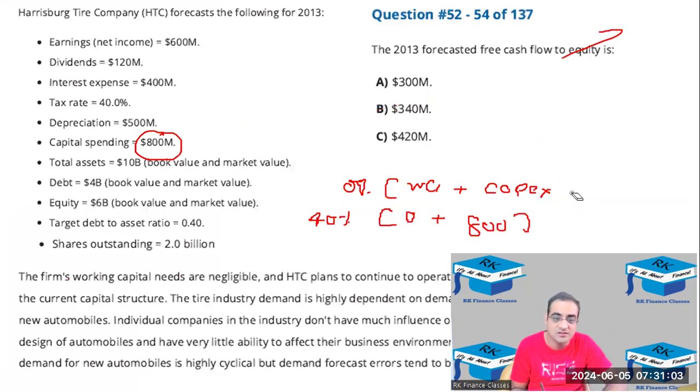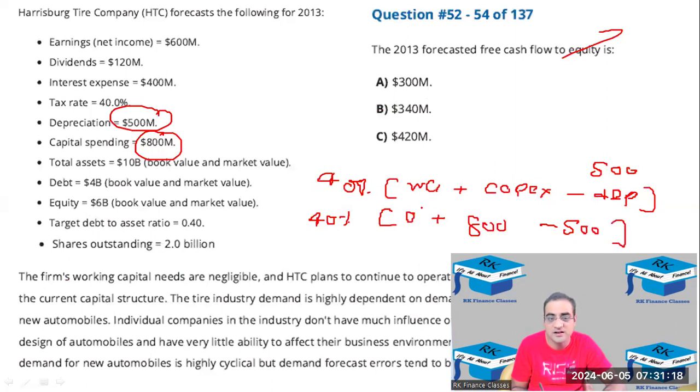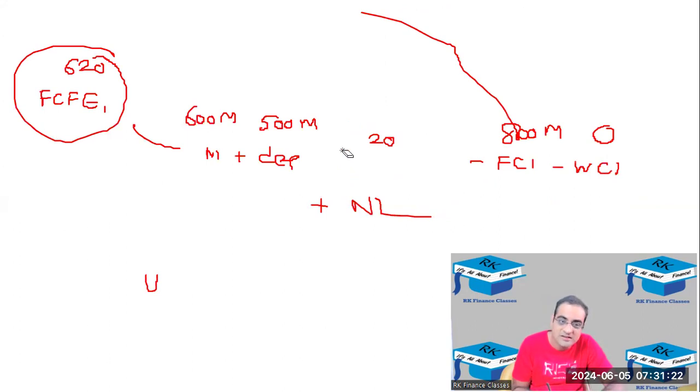Second answer could be instead of this net loan being 320, let's see if it was capex minus depreciation. Okay, capex minus depreciation, and that depreciation is 500. So 800 capex and then minus 500 depreciation. That would be 800 minus 500 is 300. 300 plus 0 is 300. 40% of 300 is 120. There is a huge difference, by the way. So net loan will be 120.